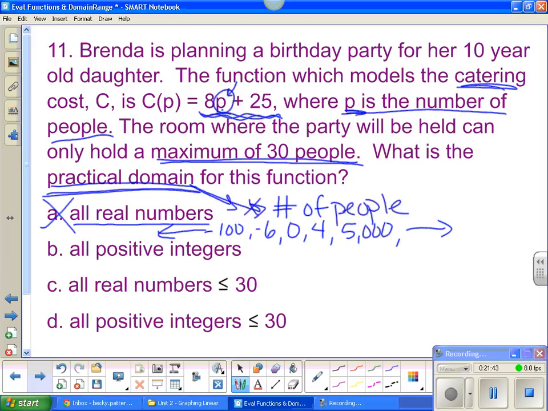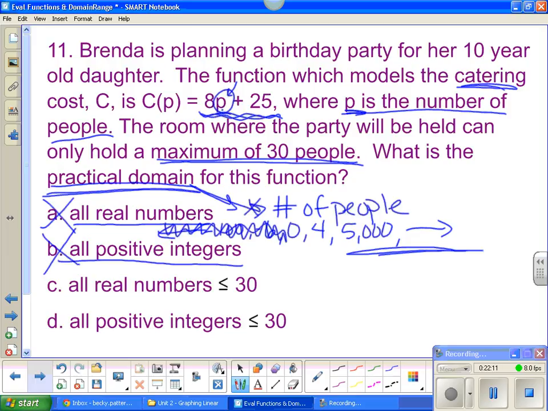Okay, well, B fixes a little piece of this. It says all positive numbers. So, okay, we're taking out all of our negative numbers. Well, that makes sense because you can't have a negative number of people. But does it fix the end up here? Can I still have 5,000, 5 million, a trillion people at this party? No, it can only fit a maximum of 30 people. So all positive integers is out.